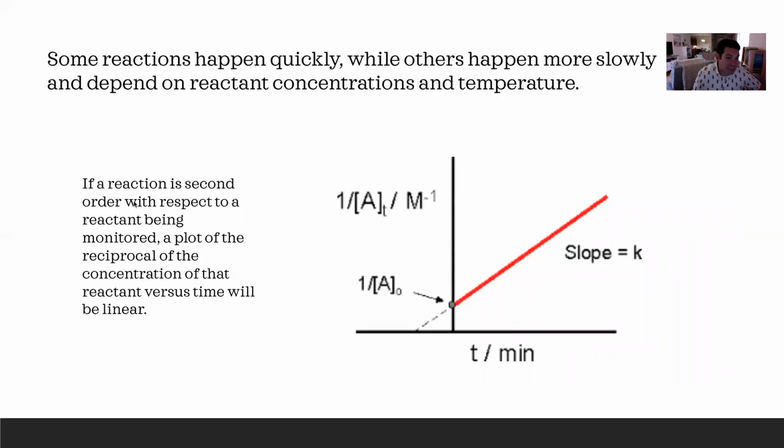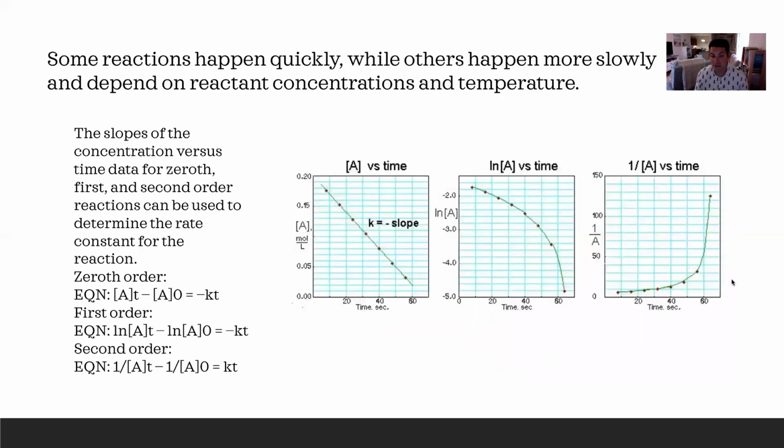If a reaction is second order with respect to a reactant being monitored, a plot of the reciprocal of the concentration of that reactant versus time will be linear. So 1 over the concentration will give you the positive slope for any second order reaction. The concentration of the reactant versus time giving you a straight line only occurs for a 0 order reaction. Now for second order, again, it's 1 over the concentration.